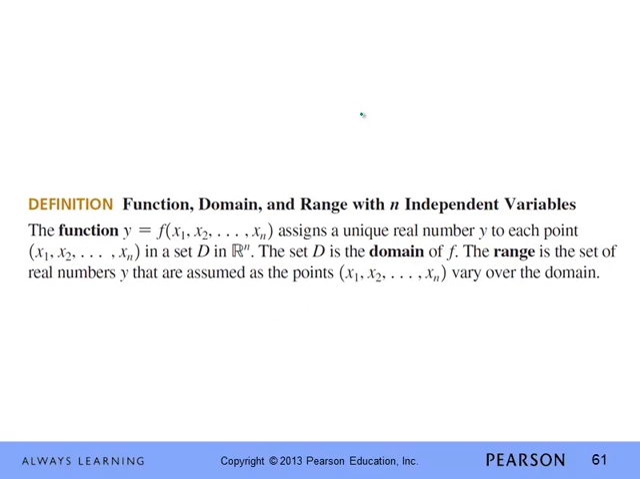So the discussion that we had for the 1 variable function, the 2 variable function, and so forth applies for the n variable function. No matter how many independent variables you have, the domain is still the set of allowable inputs. And the range is basically the interval of outputs as you go over the domain.